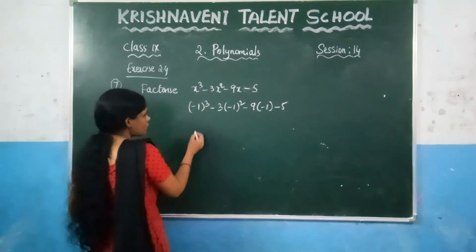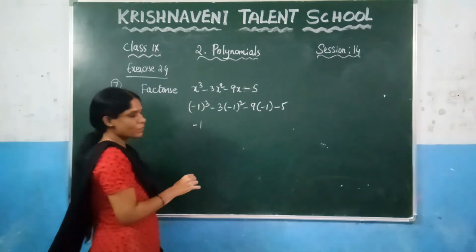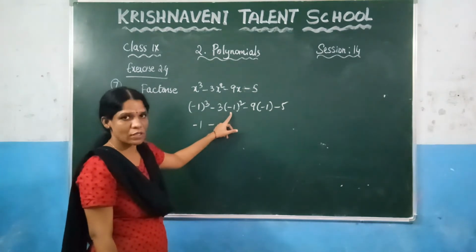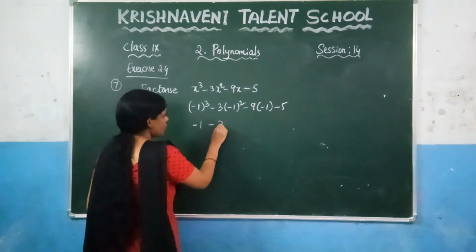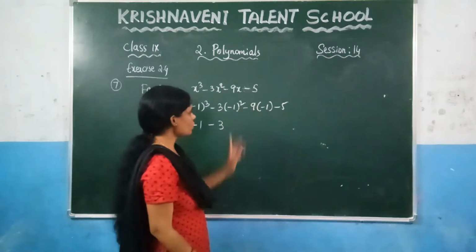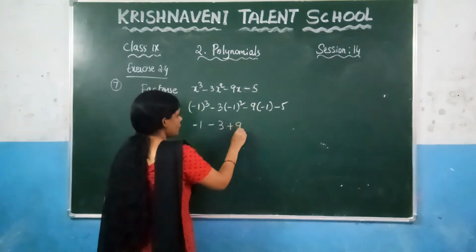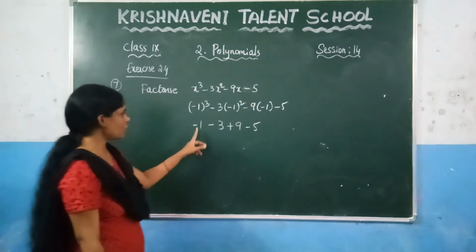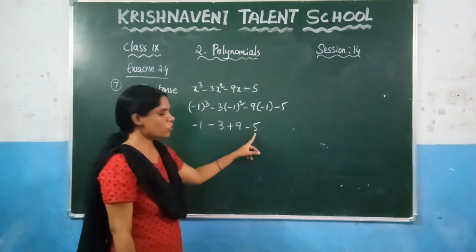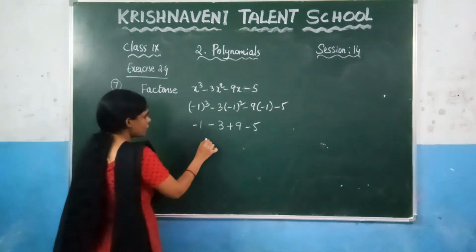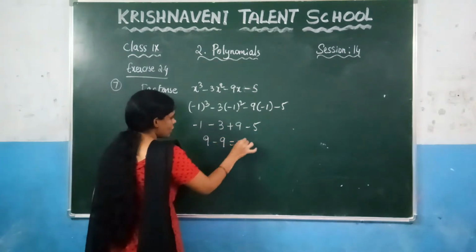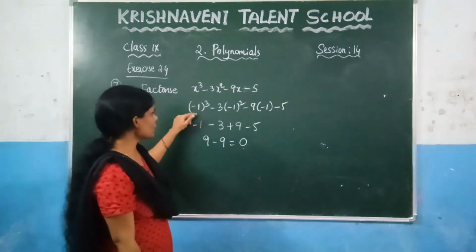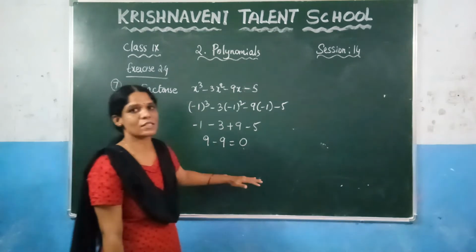What is the value of minus 1 whole cube, which is minus 1, and after that what is the value of minus 1 whole square, which is 1, 3 into 1, which is 3, and after that minus 9 into minus 1 gives plus 9, minus 5. Now add all the negative terms here. What will we get here? 1 plus 3, which gives you 4. 4 plus 5, which is 9. So you will get 9 minus 9, which gives you 0. And now you got it here. If you put minus 1 in place of x, you are getting the result as 0.